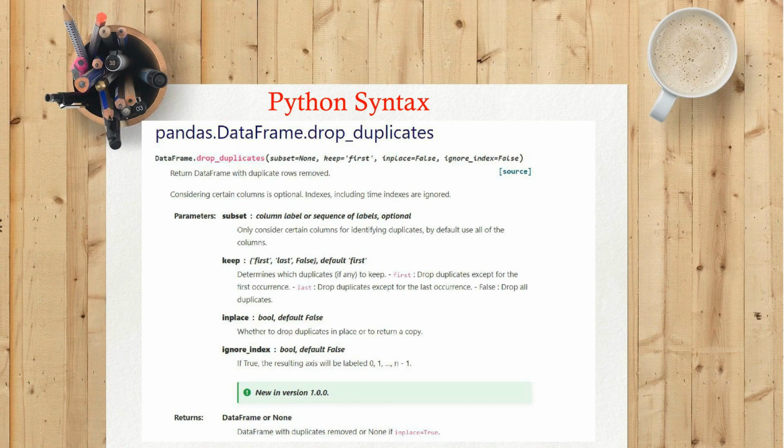3. inplace: bool, default False. Whether to drop duplicates in place or to return a copy. ignore_index: bool, default False. If True, the resulting axis will be labeled 0, 1, …, n-1. Returns: DataFrame or None. DataFrame with duplicates removed, or None if inplace=True.